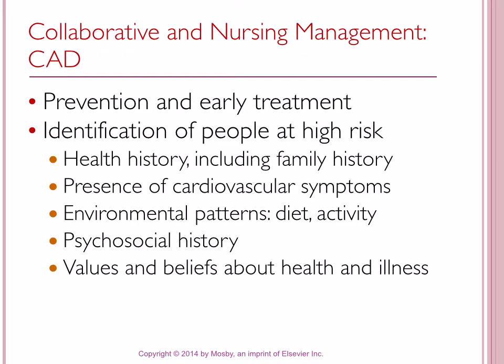How can we manage this as nurses? Prevention and early treatment. We can identify who is most at risk by asking questions about their health history, including family history, any presence of cardiovascular problems or heart problems, anything in their environment, their diet, whether they're active, their psychosocial history, and their own beliefs about health and illness. Just by asking these questions, we may be able to screen for problems that the patient doesn't have any idea about.